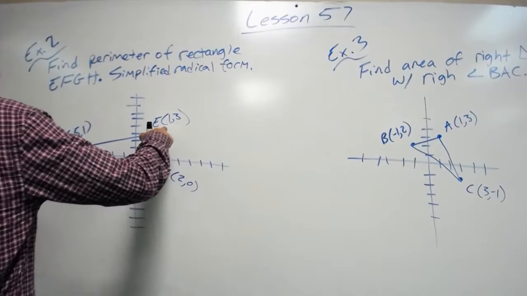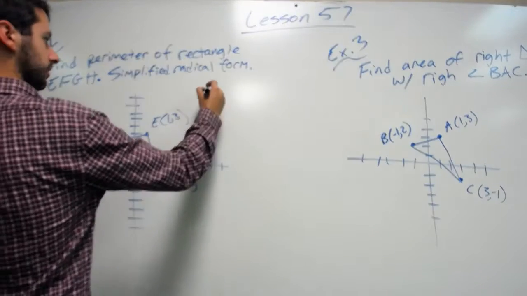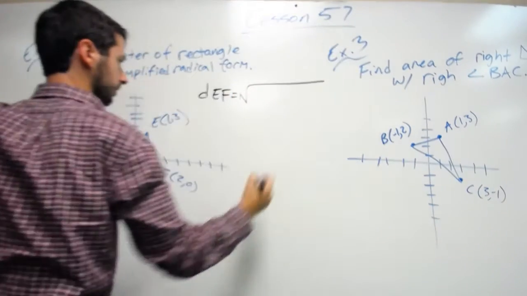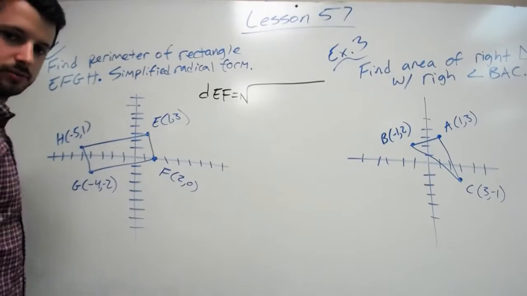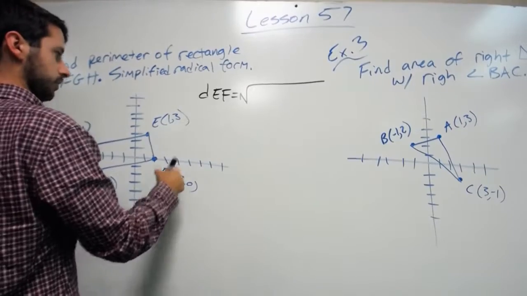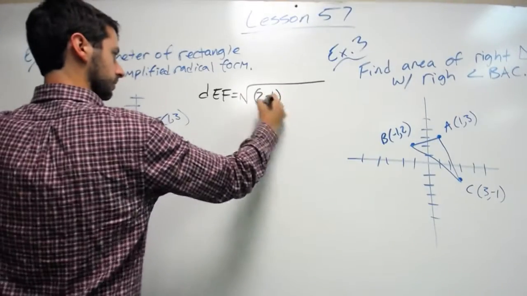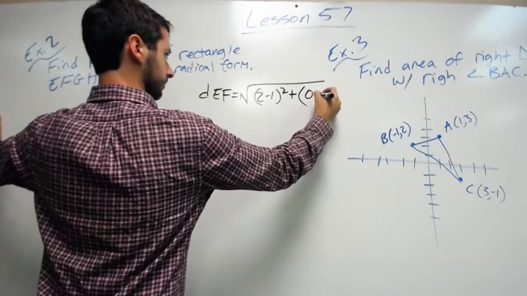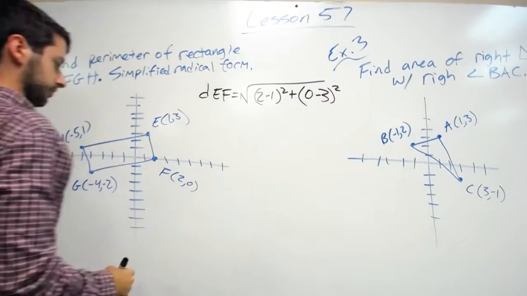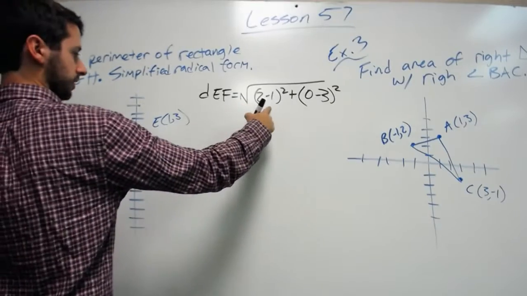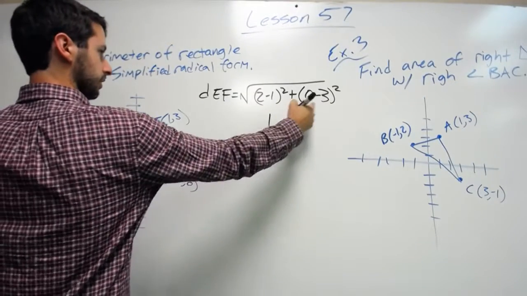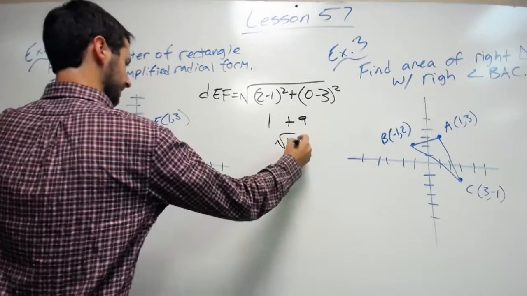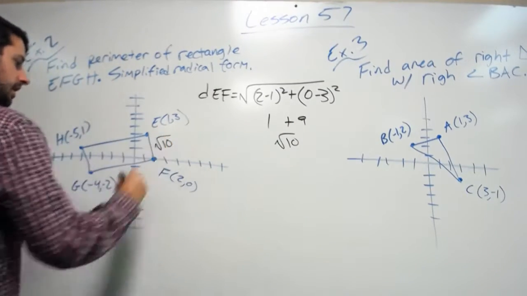So let's say we're finding the distance between E and F. Well, our distance formula equals the square root of x2 minus x1, so 2 minus 1, squared, plus y2 minus y1, squared. And then you solve. 2 minus 1 is 1 squared, 1. Negative 3 squared, 9. So square root of 10 is EF.